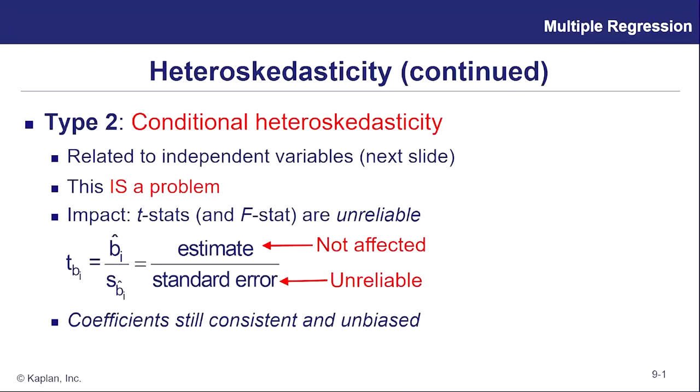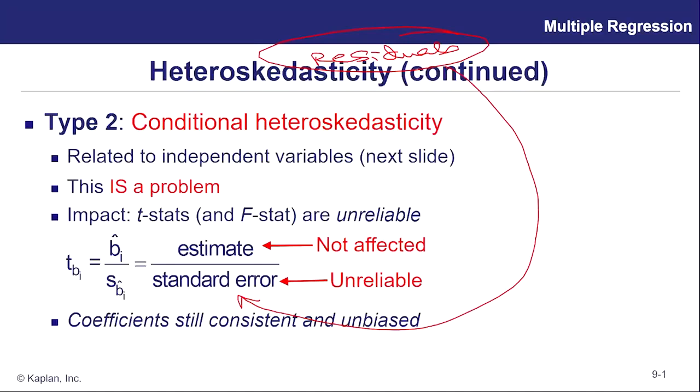So conditional heteroskedasticity tells you that the change in volatility of the residual is systematically related to one or more X variables. Okay? And if that is the case, then there is a problem. Now, what is the problem? Remember again, heteroskedasticity is for the residuals. And because it is concerning the residuals, it affects the standard error. So in our T statistic, the standard error is unreliable.